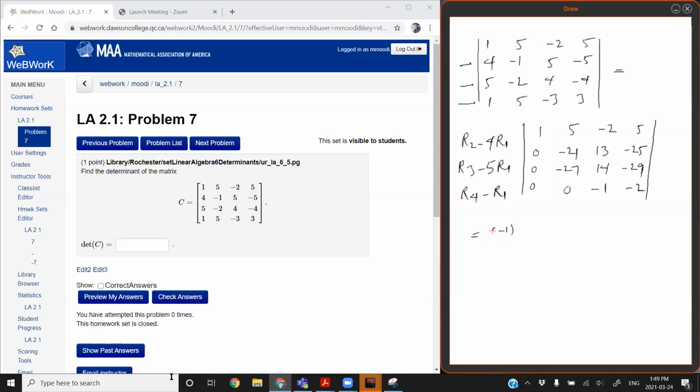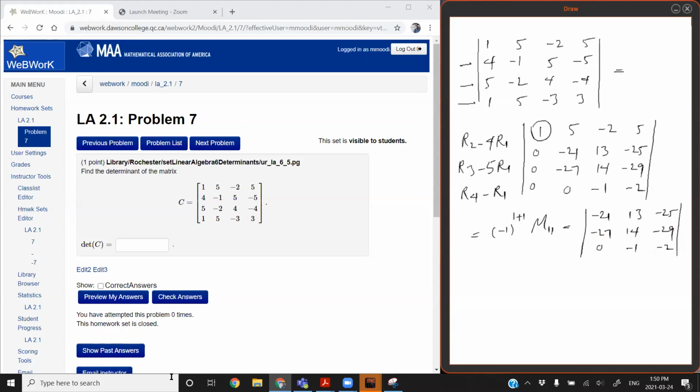So negative 1 to the power of 1 plus 1, because that's the position here. That's position 1, 1. Times the corresponding minor, which is going to be negative 21, 13, negative 25, negative 27, 14, negative 29, 0, negative 1, negative 2. So I could also continue doing row reduction, but I believe it's easier at this point to just use cofactor expansion along the first column. I just want to make sure that I did not write anything incorrectly.